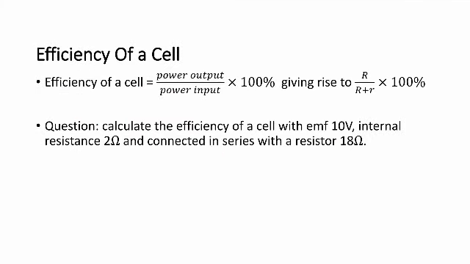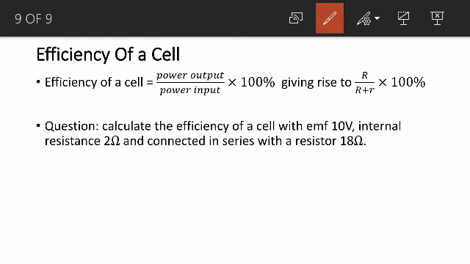Now that leads us to the efficiency of a cell. The efficiency of a cell is the power output over the power input times 100%, giving rise to capital R over capital R plus small letter r times 100, or you can say the load resistance divided by the sum of the load resistance and internal resistance, all multiplied by 100. Now let's see how this came about.